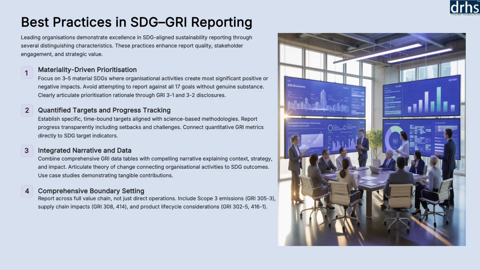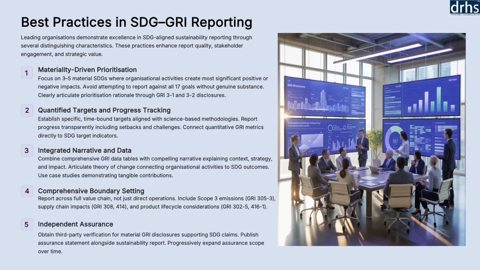4. Comprehensive boundary setting. Robust SDG, GRI reporting clearly defines organizational and value chain boundaries. Best practice includes disclosure of Scope 1, 2, and relevant Scope 3 impacts, as well as upstream and downstream effects across products and services. Transparent boundary setting strengthens accountability and reflects the reality that many SDG impacts occur beyond direct operations.